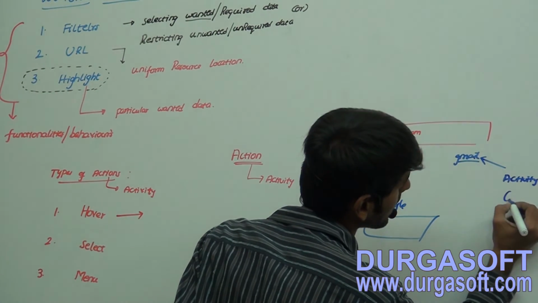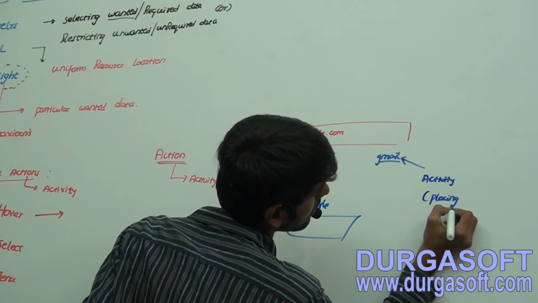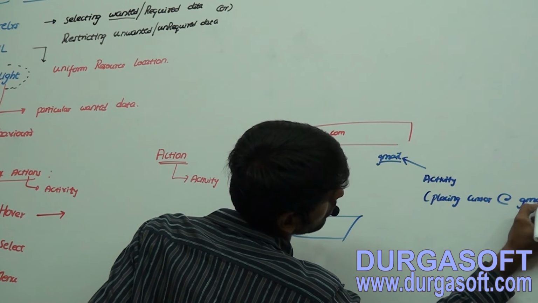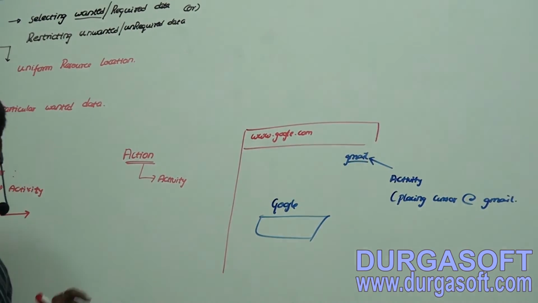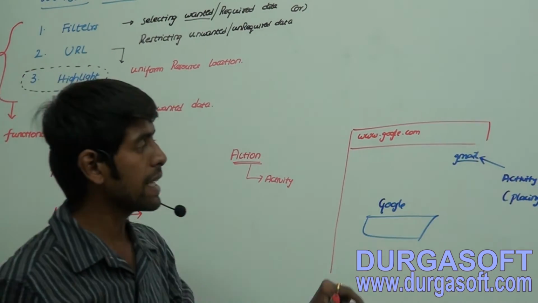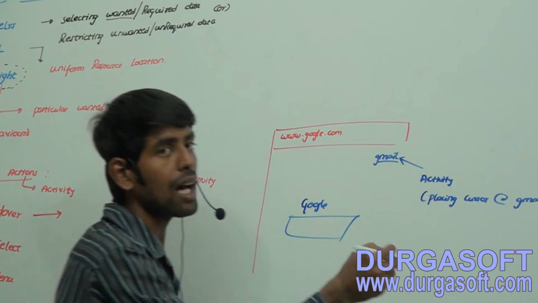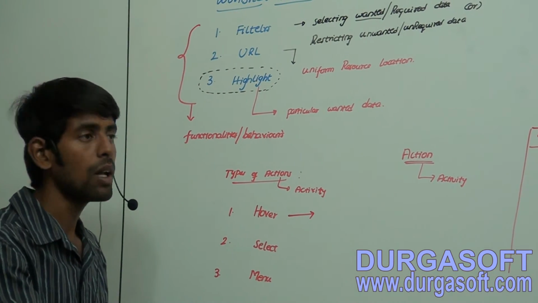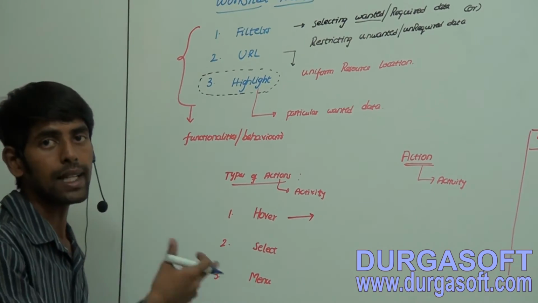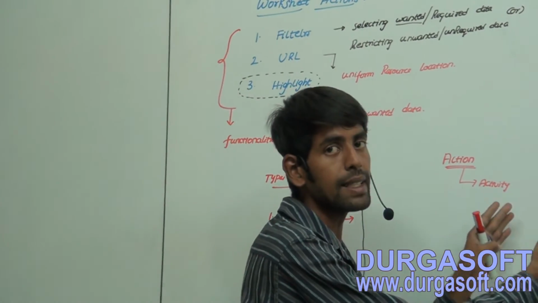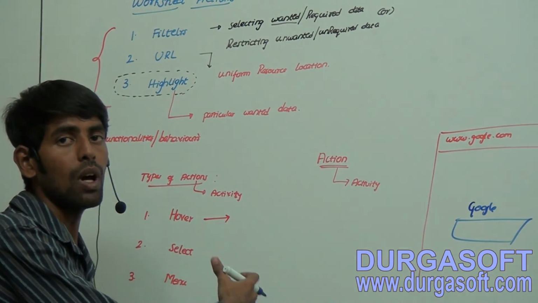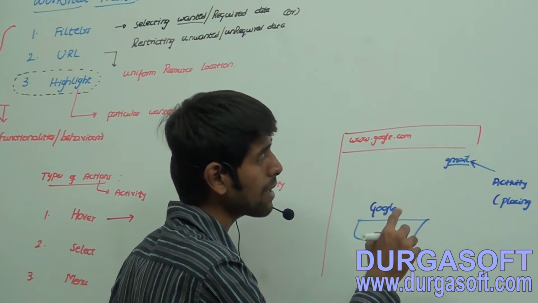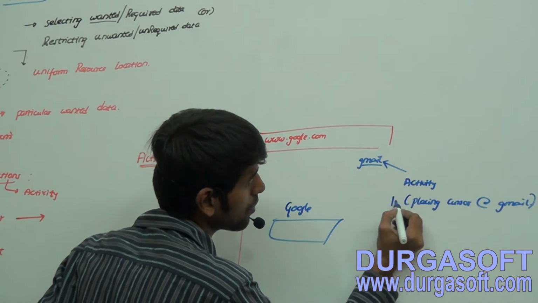What is that activity? Placing the cursor at the Gmail option. Okay, at the Gmail button. Okay, it's very important. For that activity, they didn't give any functionality. They didn't associate one. But here we can do that. Based on your requirement, you can do that. What is meant by hover, select, and menu? Let us know. But let me give the clear picture. If you understand this one, it is very simple to understand these concepts. These are all very simple. Okay.